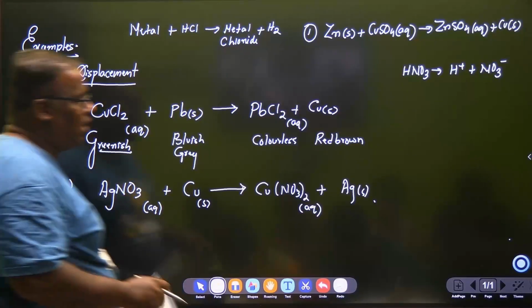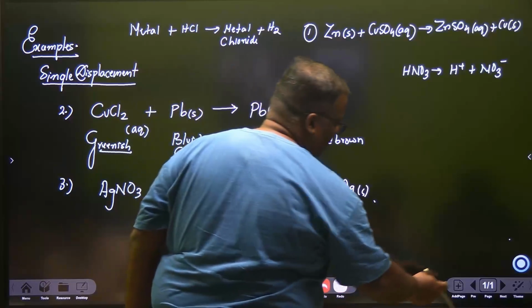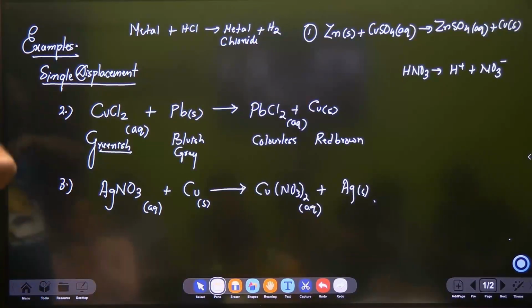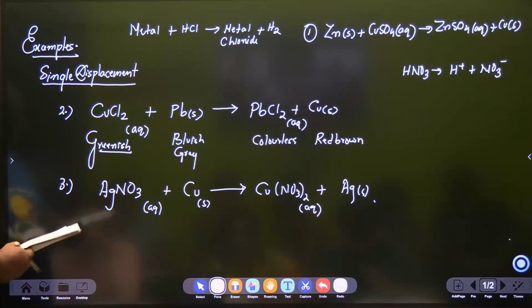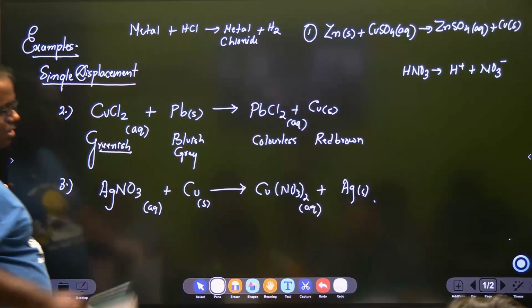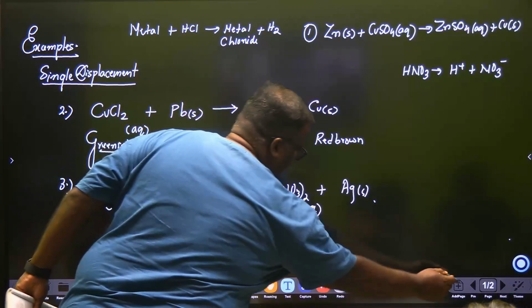There is one reaction which we will actually be studying in metals and non-metals. This reaction I'm going to write, we will be studying as a part of the metals and non-metals chapter. But let me give a little knowledge here also. Take it.